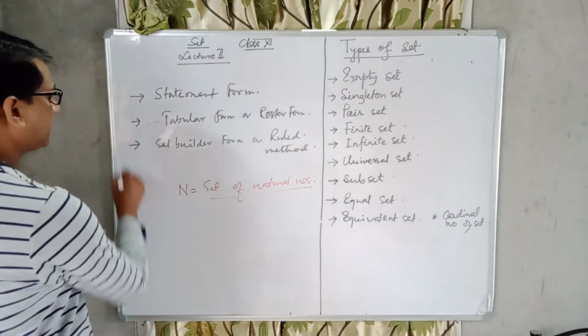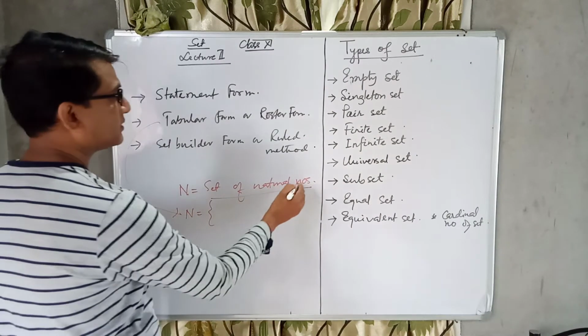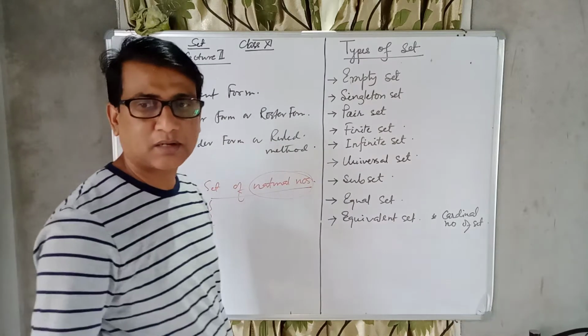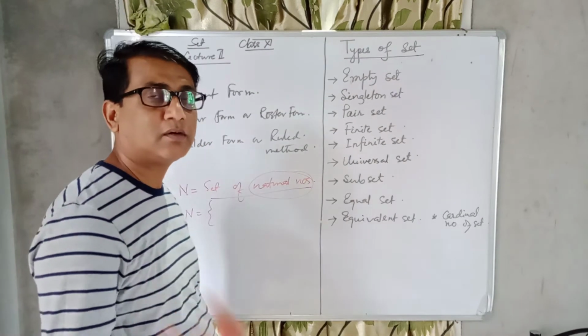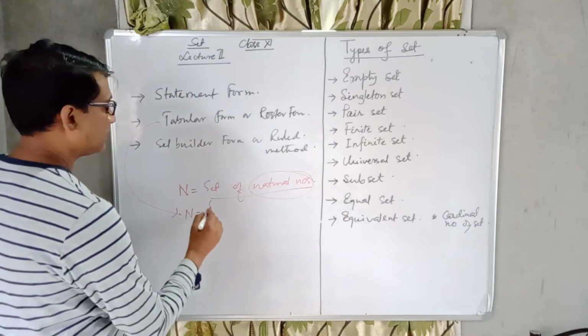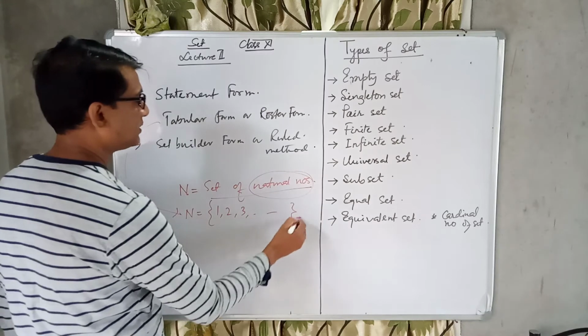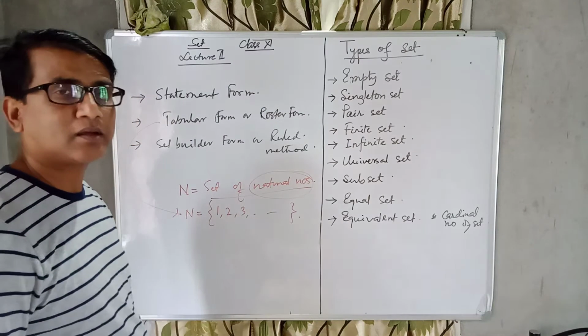And this we can write in the tabular form. How will we write the tabular form? These natural numbers you can write within the curly brackets, separated by commas: 1, 2, 3 in this way. This is the tabular form.